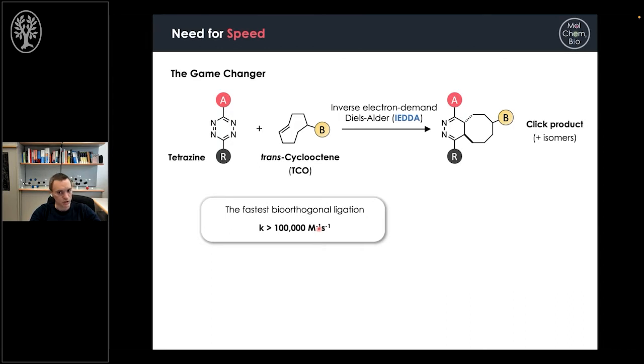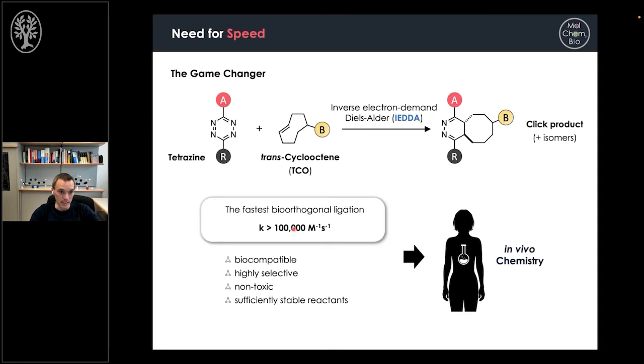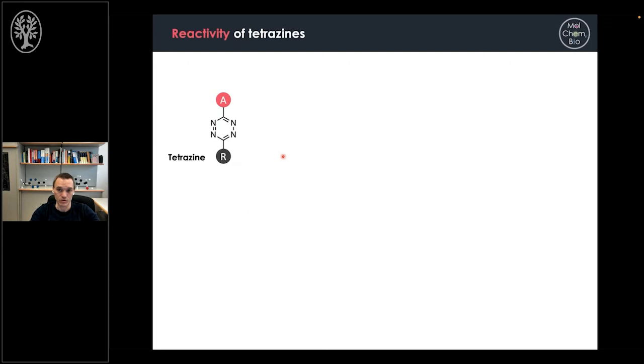And I should have inserted a reference. We have recently shown with our colleagues in Copenhagen that a number of around 50,000 is a very good indicator for successful in vivo ligation, even in short time frames. The reaction, of course, is biocompatible, highly selective, non-toxic, and so on. So this is what really enabled in vivo chemistry. In addition to the transcyclooctene, of course, the reactivity also depends on the tetrazine. I'm briefly going to talk about this as we need this later.